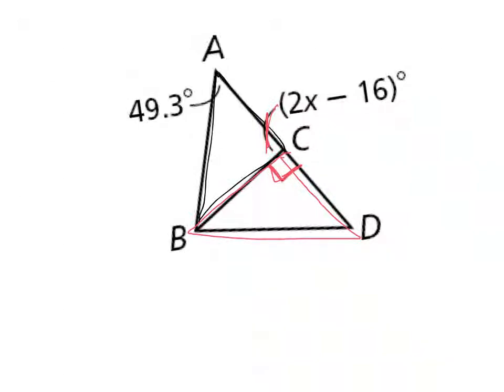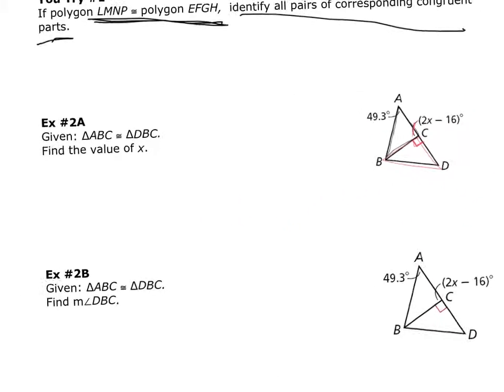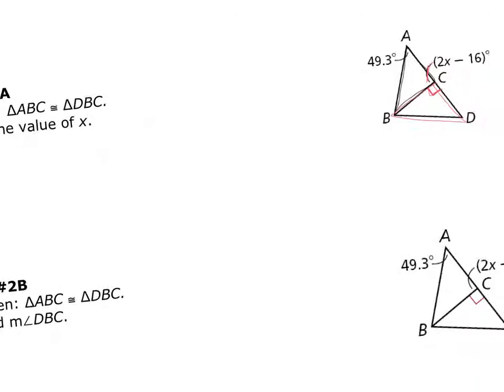Okay, so since they are the same, we can go ahead and set an equation up. Since we have 2x minus 16, we can set that equal to our 90. Okay, so let's solve this equation.